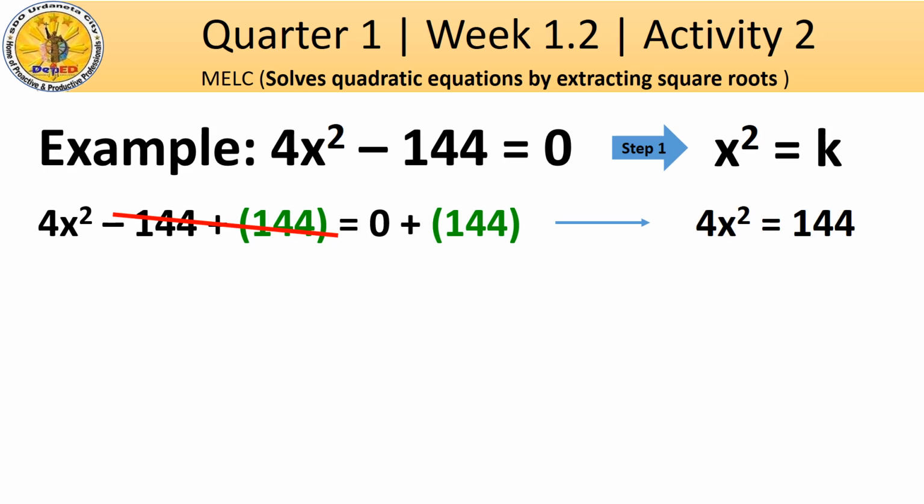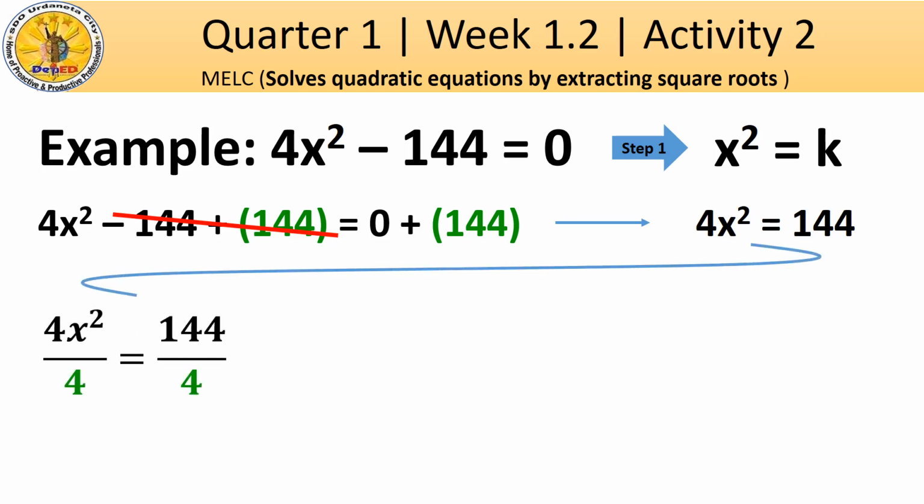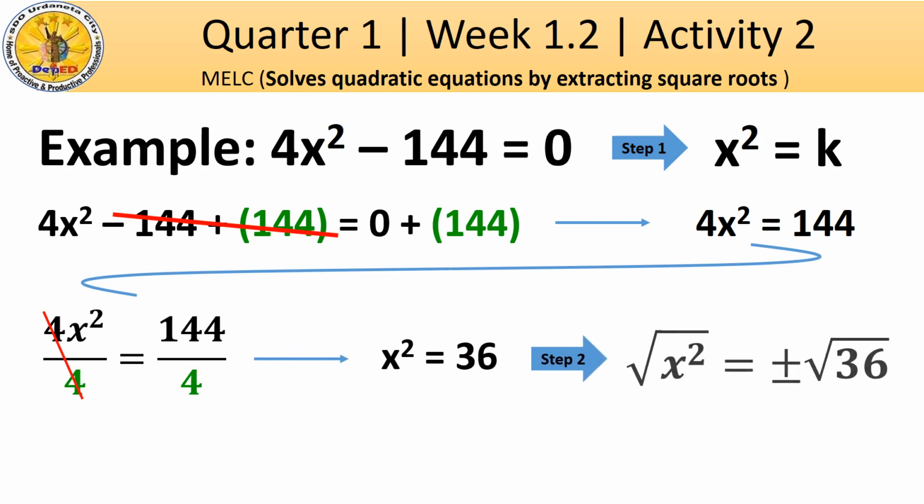And then, remove the coefficient 4 by dividing the equation by 4. Our new equation now will be x squared equal to 36. Then proceed to step 2. Square root both sides of the equation. And then, solve. The square root of x squared is x, and the square root of 36 is positive negative 6. So the answer is x is equal to positive negative 6.